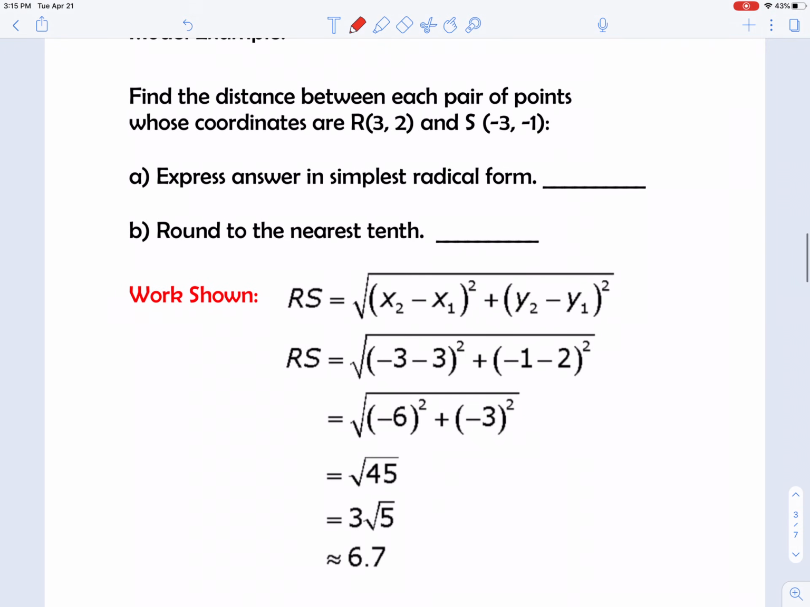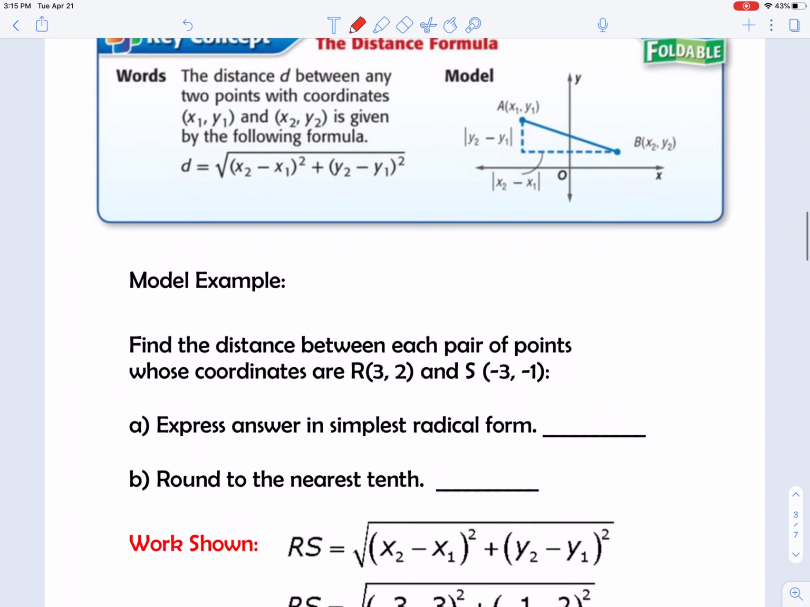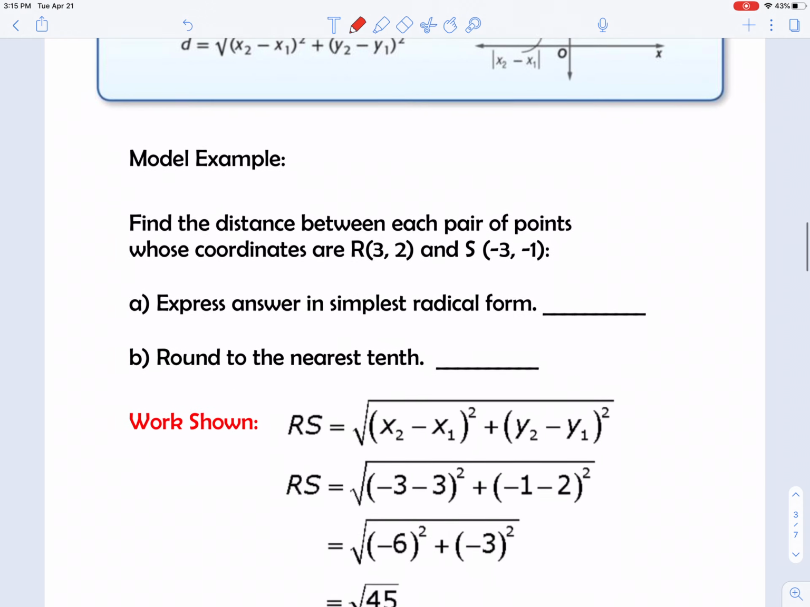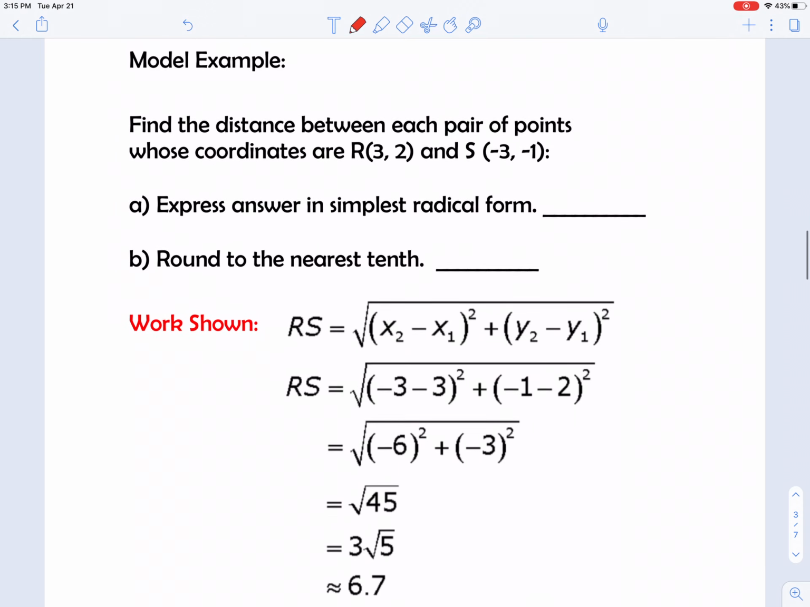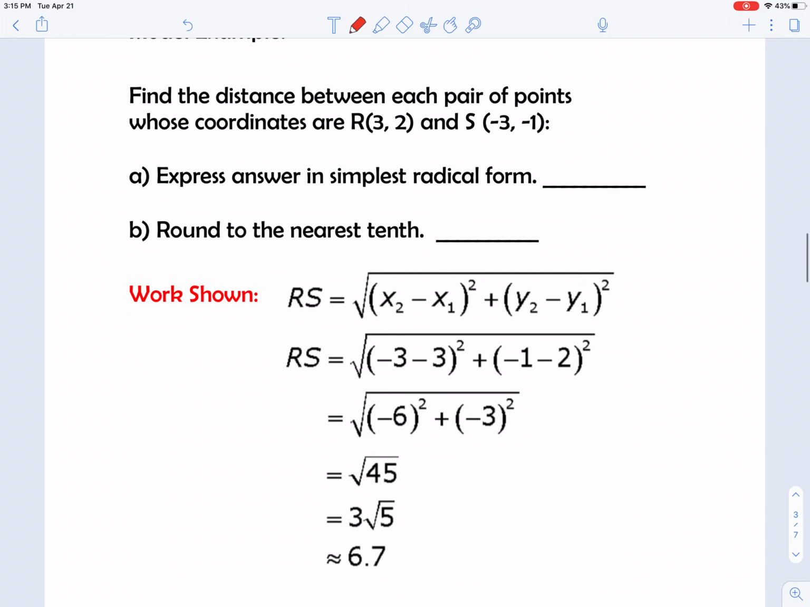Find the distance between the 2 points. So if we don't have the graph, then it would make much more sense to use the formula. I thought for a second that that picture was these points, but it's not. So here you see that you would be able to use the distance formula.